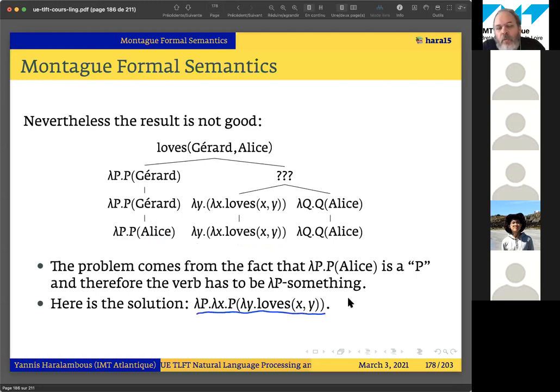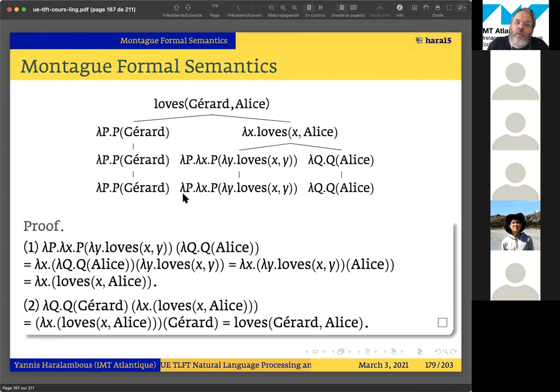So here is how to model a verb like loves, which is a transitive verb. It has a subject and a direct object. Here is how to model it so that calculation works. And indeed, we can check that when we apply this to that, so we apply this part to that part, we get this part. And when we apply this to that one, we get the result. So this is Montague semantics. It gives you a means of modeling each word so that when they combine, they eventually end up at the root of the tree and we get the meaning of the complete sentence.